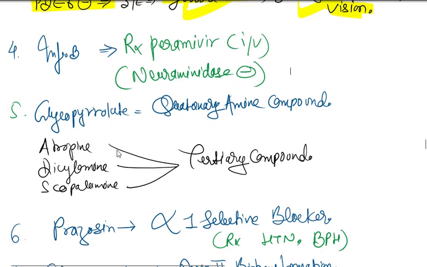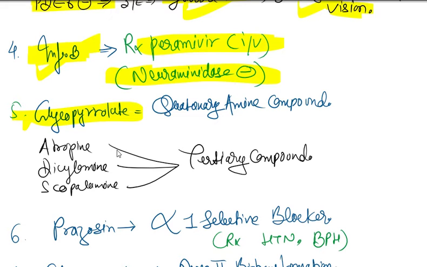Next one, influenza B. We have the disease influenza B, so treatment is peramivir IV. This drug can be used. This is a neuraminidase inhibitor, so peramivir IV can be used for influenza B.